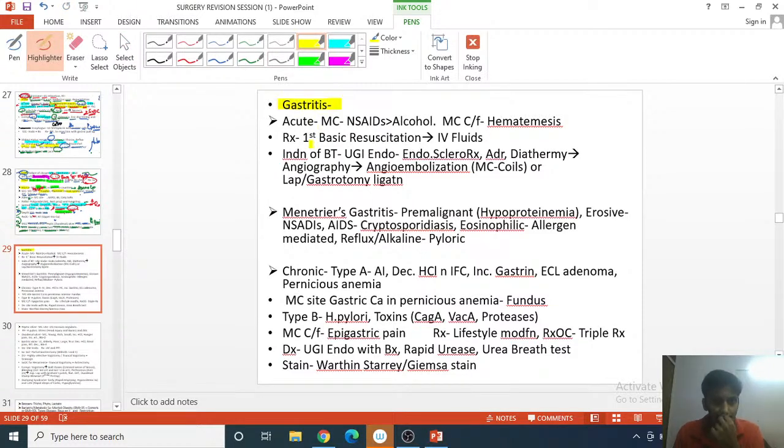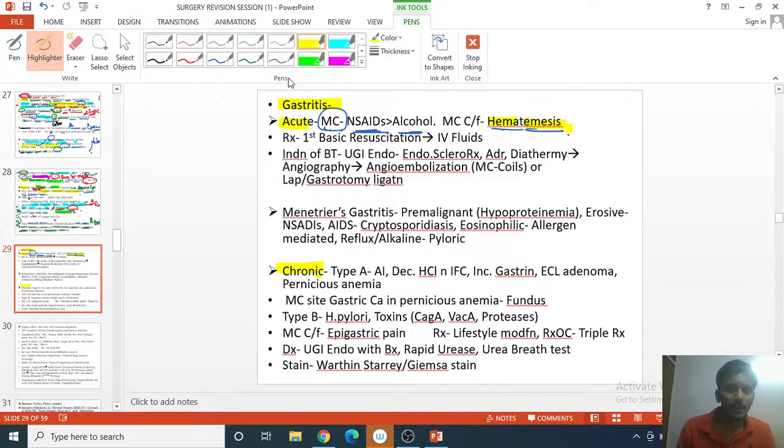ठीक है, so gastritis अलग अलग टाइप का हो सकता है, acute gastritis or chronic gastritis. Okay, and there are different types of gastritis also. So first talking about acute gastritis, most common cause of acute gastritis is your NSAIDs, non-steroidal anti-inflammatory drugs like aspirin, ibuprofen वगैरह. So acute gastritis के most common cause is your NSAID intake or drug intake, followed by alcohol. Please remember. Most common clinical feature of acute gastritis would be hematemesis.